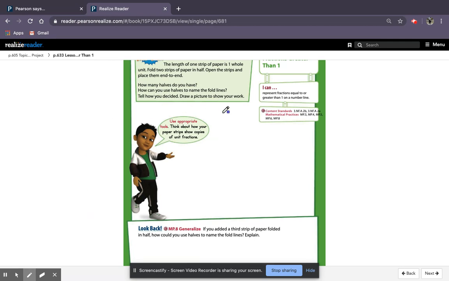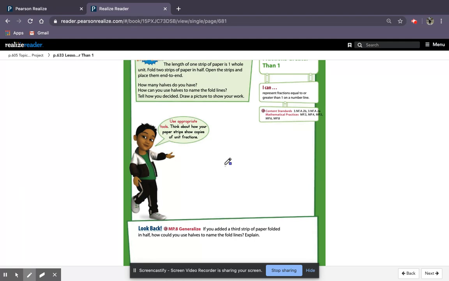How many halves do you have? How can you use halves to name the folded lines? Tell how you decided. Draw a picture to show your work. So here it says use appropriate tools. Think about how your paper strips show copies of unit fractions. So if you have a strip of paper at home and you haven't done this yet, you can get that strip of paper. You can create a strip of paper. Like a small strip of paper is totally fine.